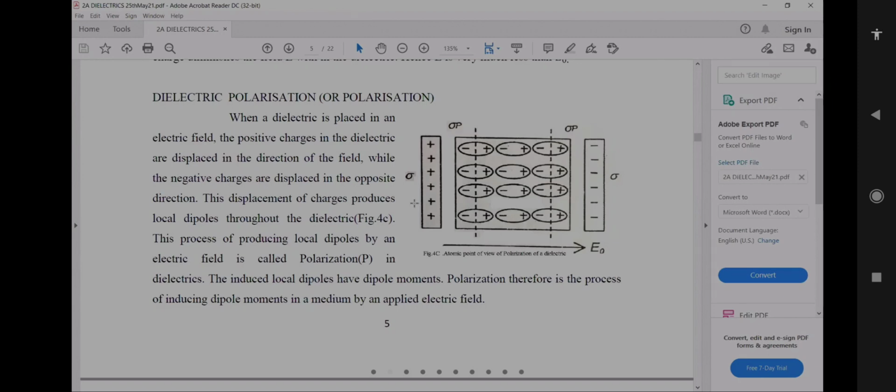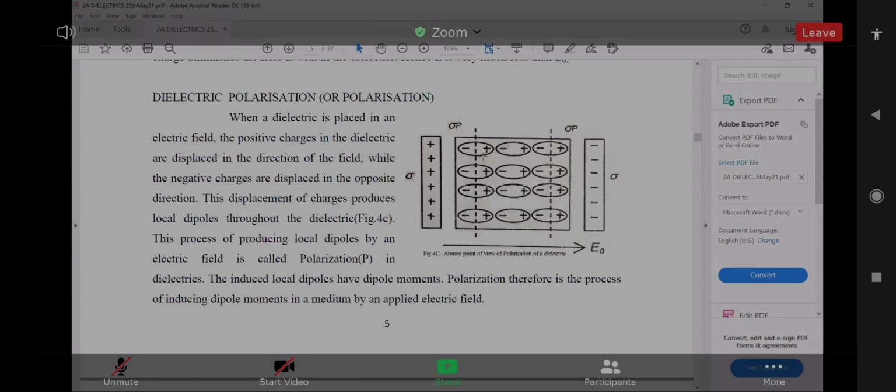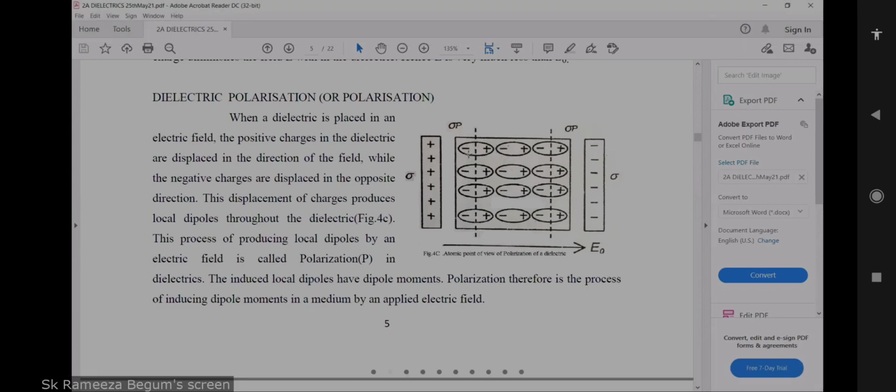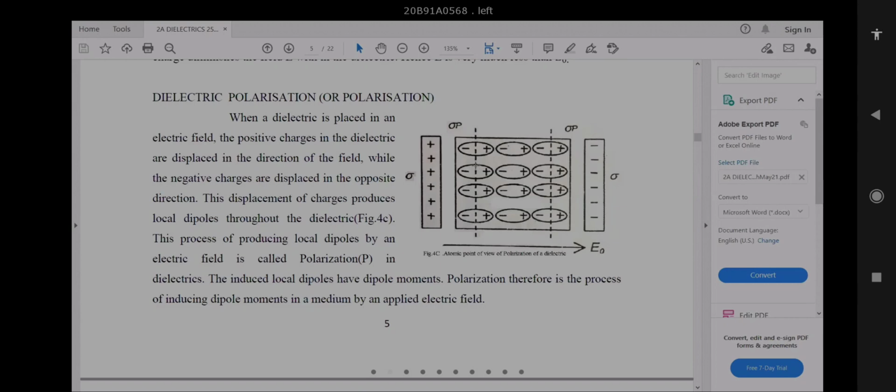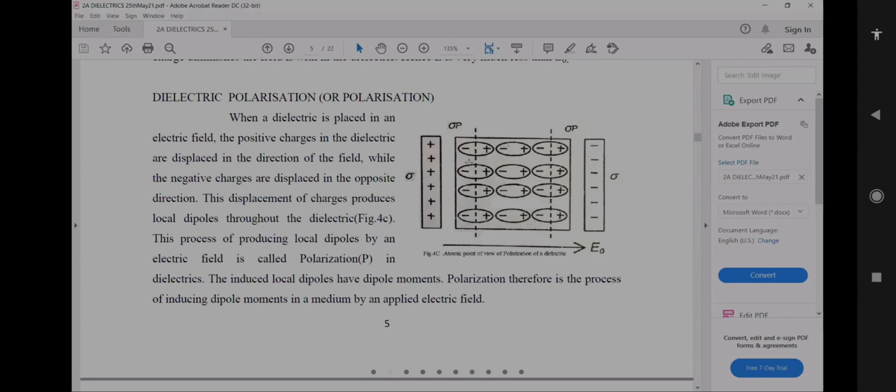This displacement of charges produces local dipoles. Okay, here two charges get separated by a fixed distance. So these two charges get separated by a fixed distance, which means it constitutes an electric dipole. Like this one. So each atom or molecule, whatever it may be, constitutes an electric dipole. This displacement of charges produces local dipoles throughout the dielectric.